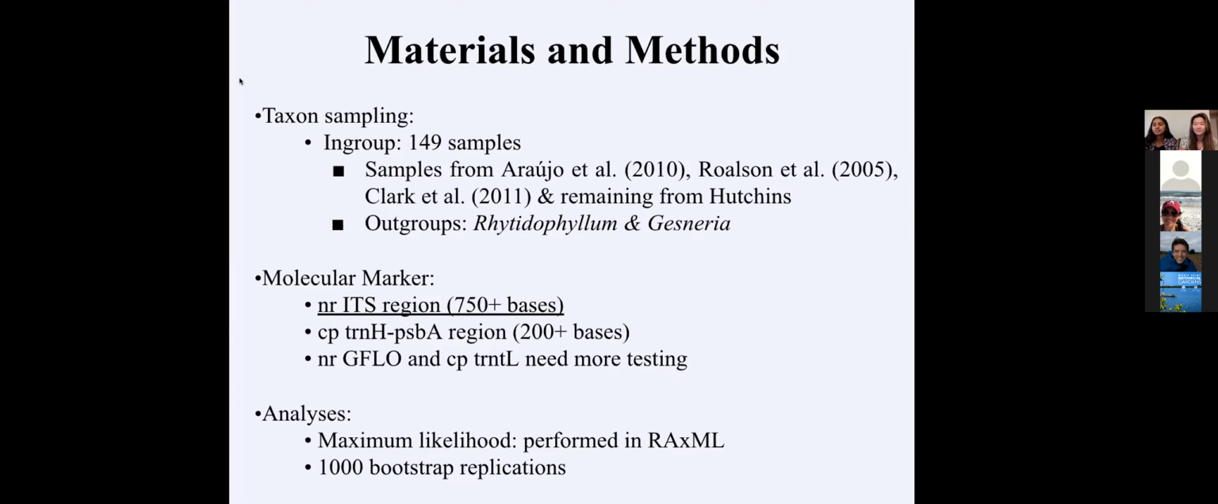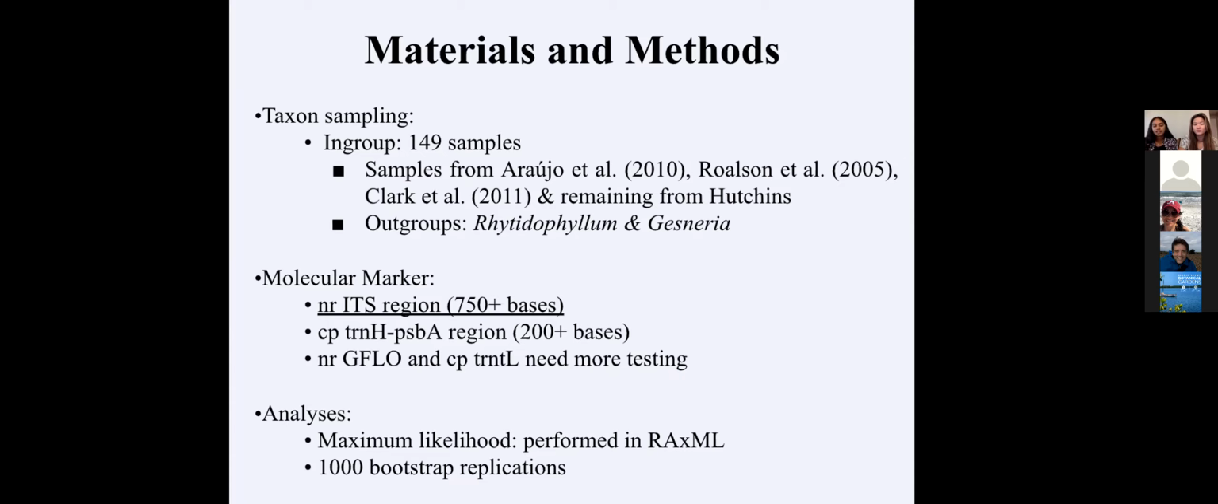We used samples from papers by Araujo et al., Clark et al., and Rolson et al., so that we could compare previous data to our own outcomes. There were 149 total samples, and about 75 haven't been represented in GenBank and came from our original sequences. We used Rhizophyllum and Gesneriaceae as outgroups because this subtribe, Gesneriaceae, is most closely related to Vaccinianae.